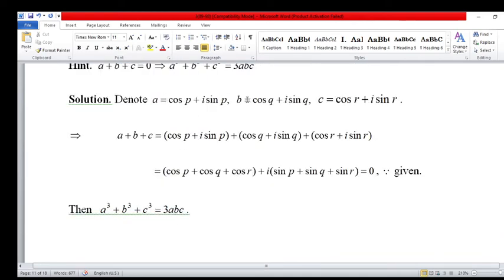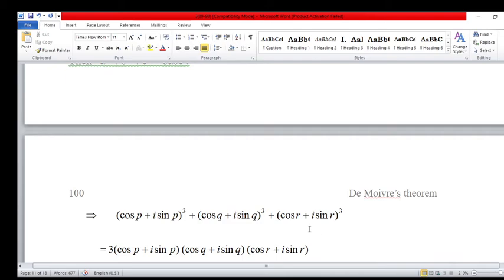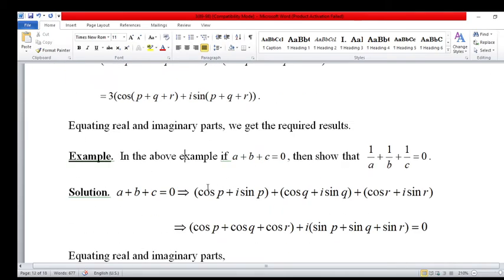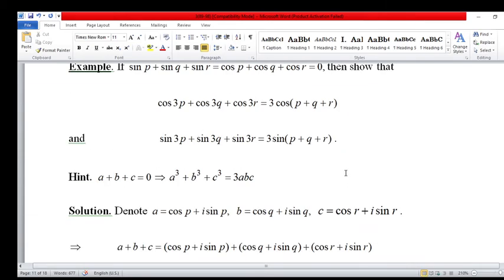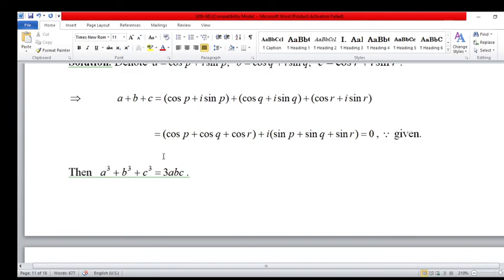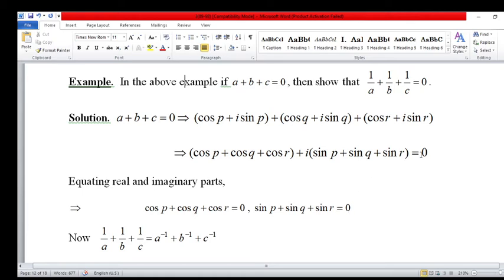This is the value of a, this is the value of b, this is the value of c, and this is the result. The result is 0: cos p plus cos q plus cos r plus i sin p plus sin q plus sin r is equal to 0. Now equate the real part and imaginary part. Here the real part is 0 and also the imaginary part is 0. So cos p plus cos q plus cos r is equal to 0 and sin p plus sin q plus sin r is equal to 0.